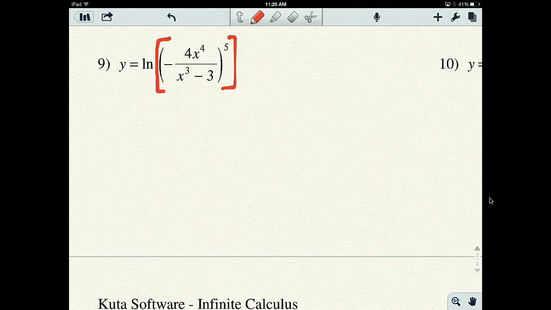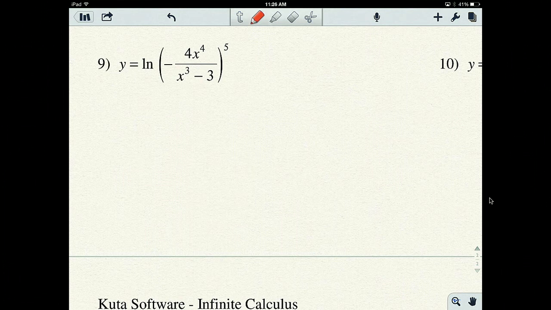So if I had to do the chain rule, I basically would have to do the derivative of the outside, which is ln, times the derivative of the next inside function, which is 5, times the derivative of the next inside function, which is this one. That is something that you can do. That is the hard way. If you do it that way, you'll still get the correct answer.